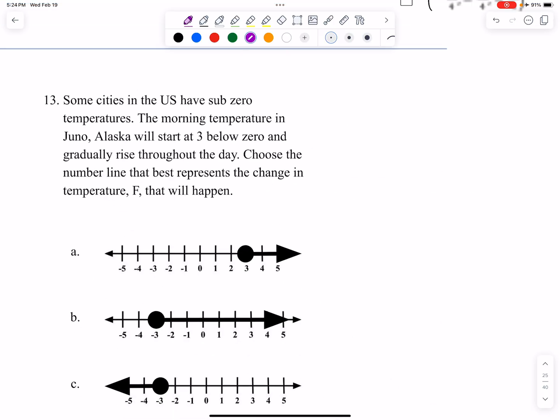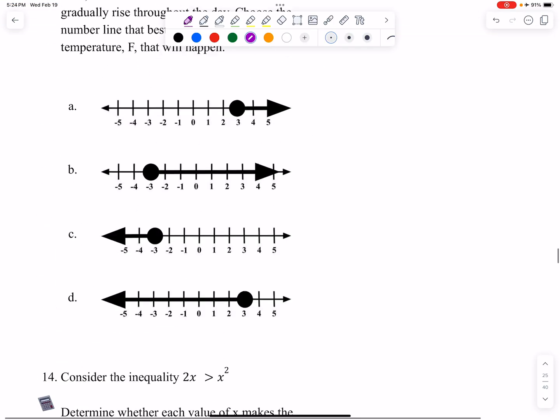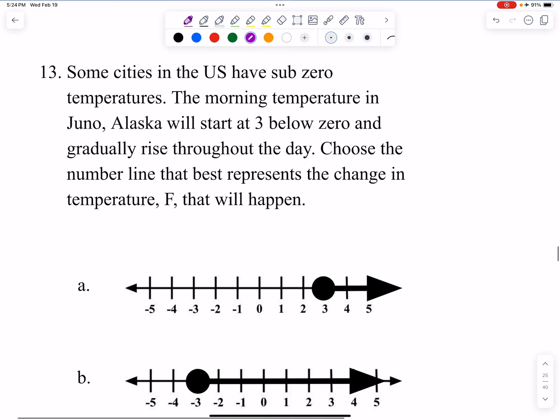Number 13. Got the last two, right? Last two, yep. Some cities in the U.S. have sub-zero temperatures. The morning temperature in Juneau, Alaska will start at 3 below 0 and gradually rise throughout the day. Choose a number line that best represents the change in temperature.